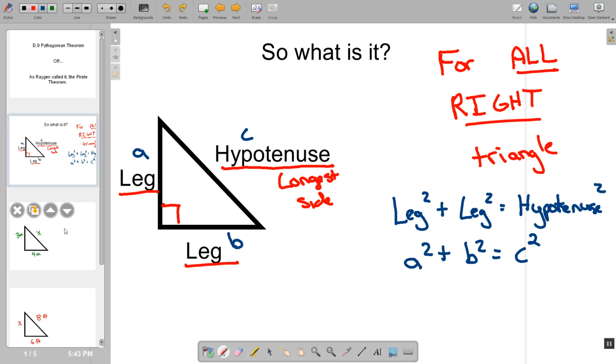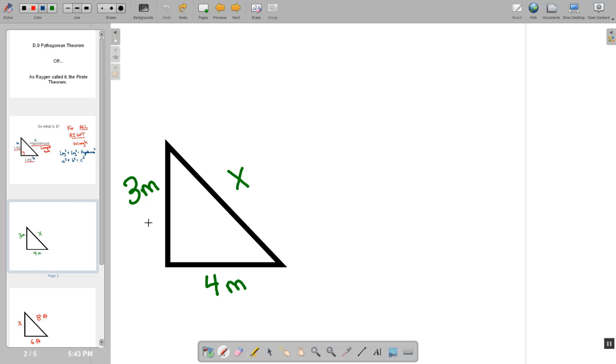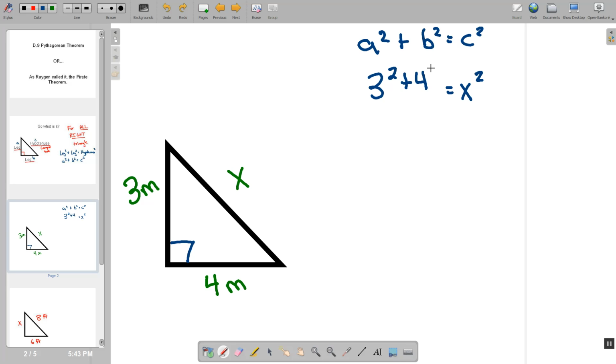So, an example of the Pythagorean theorem in practice is if we have a right triangle, we have the side 3 meters, this side being 4 meters, and the hypotenuse being x. We can do a squared plus b squared is equal to c squared. Well, we know that x is c, so this will stay as x squared. This is 3 meters, so this can be a or b. It doesn't matter. So we do 3 squared plus 4 squared, and we set that equal to x squared.